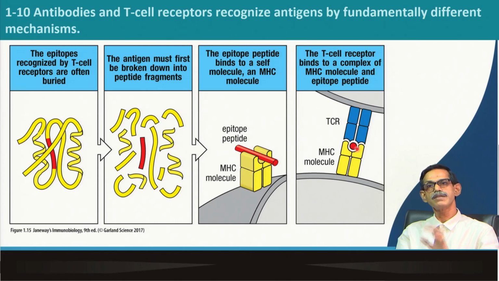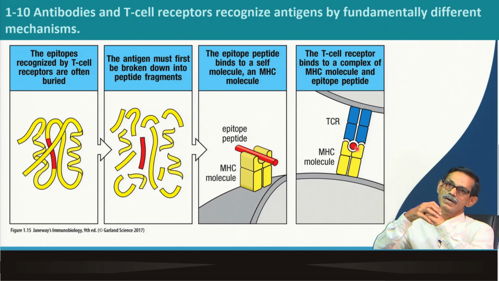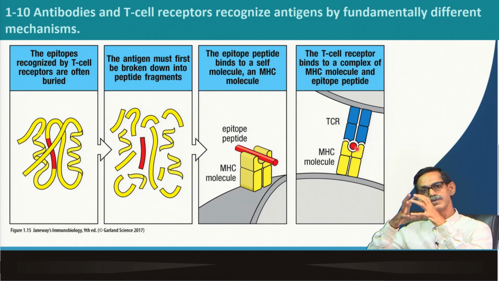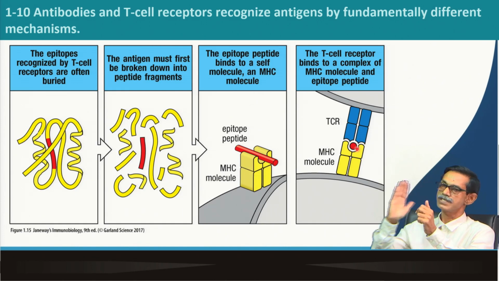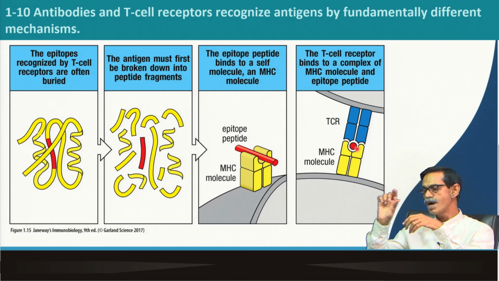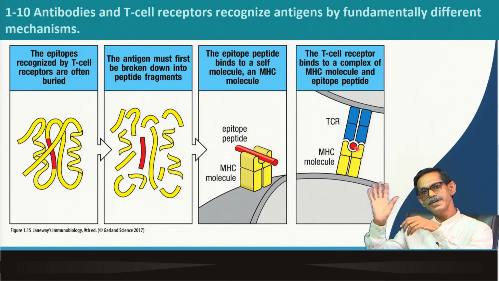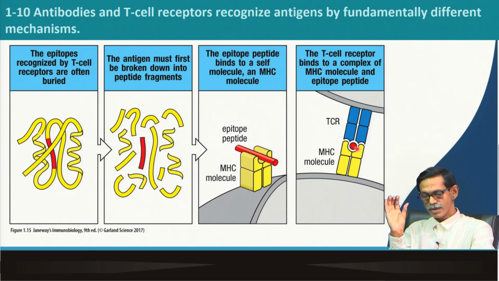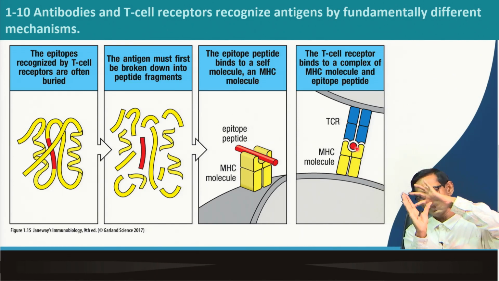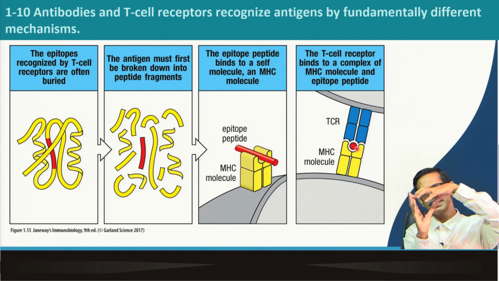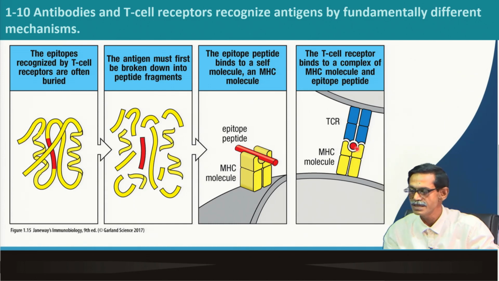A B cell receptor can bind antigen unchanged, as a whole; the antigen need not be processed. But in the case of a T cell receptor, the antigen should be processed into different pieces, or fragmented. One of the fragments will fit into the cleft of the MHC, and the whole complex of MHC and antigen will be recognized by the T cell receptor.